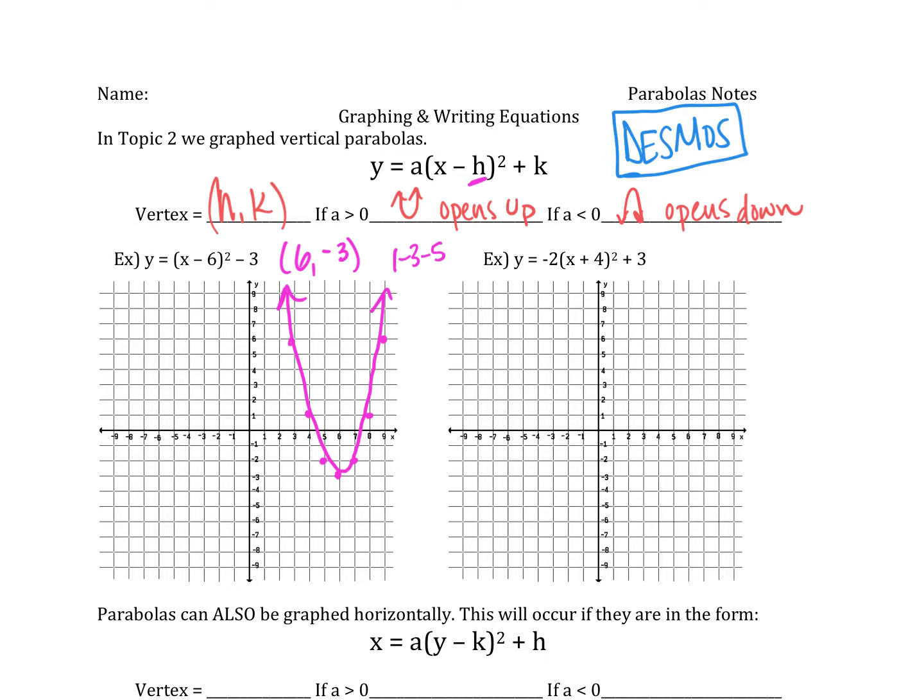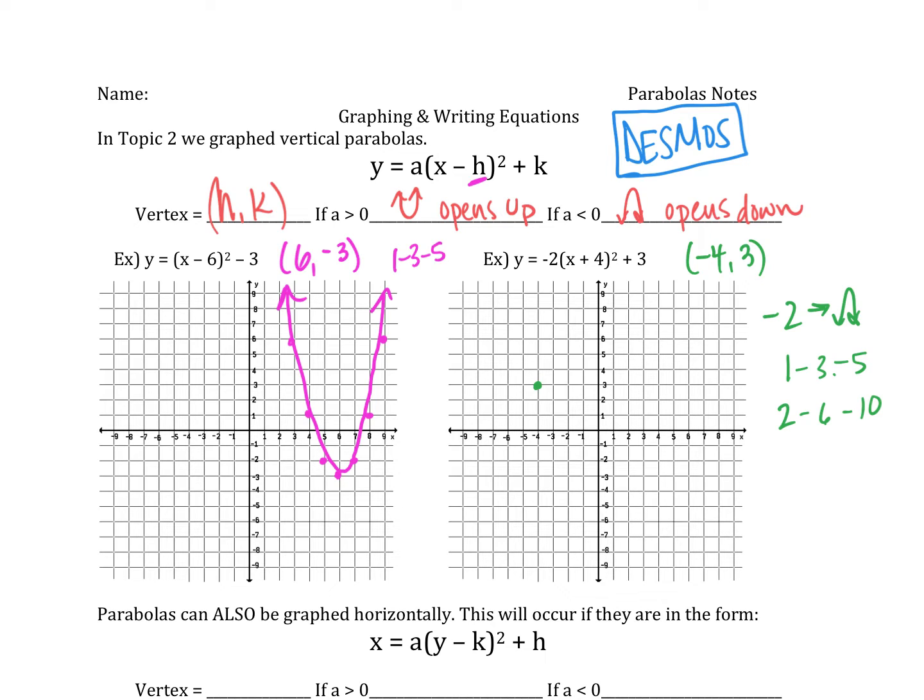On our second one, we do the same thing, only this time our parabola's vertex is (-4, 3). So we go to -4 and +3. The -2 here says that we're going to open down. It also takes our 1, 3, 5 rule and we multiply everything by 2. So that's 2, 6, 10. And because it's negative, we go down. You can just know that you go down.